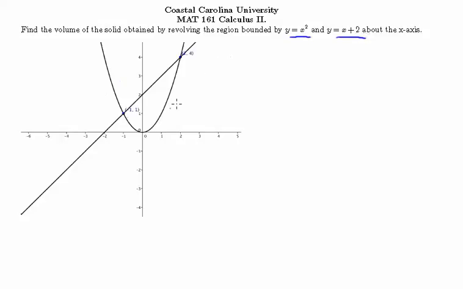I went ahead and did the graph of y equals x plus 2 here and y equals x squared for simplicity for us. But the way you're supposed to do it is find the intersection points. So you set the two equal, x squared equals x plus 2, and solve for x.